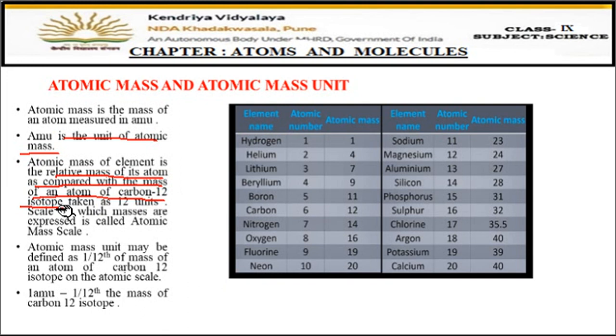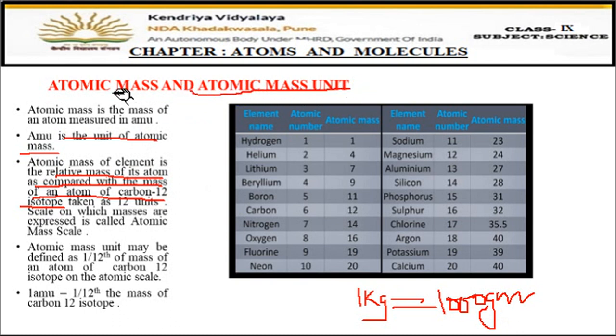Like when we take the measurements in kg, so we know that 1 kg is equal to 1000 grams. So this is one standard unit which is used. Likewise, now AMU, atomic mass unit, is the standard unit to measure the atomic mass.